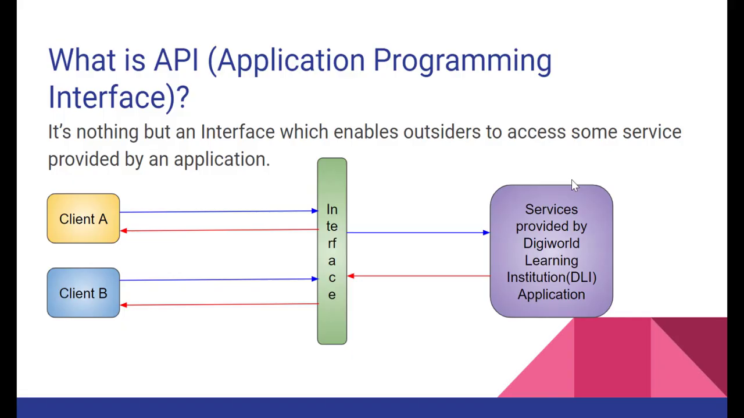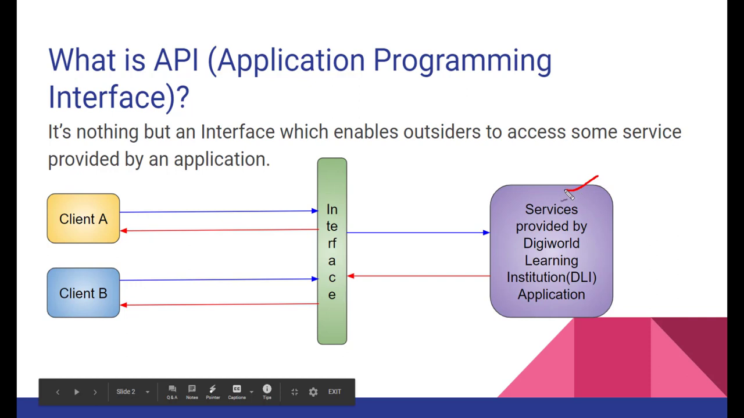So the API is nothing but an interface which enables outsiders access to some service provided by an application. Let's take an example. Suppose this is our application, DG World Learning Institution, which is DLI application.